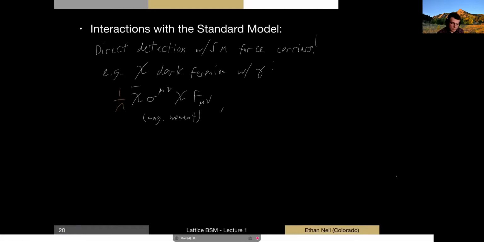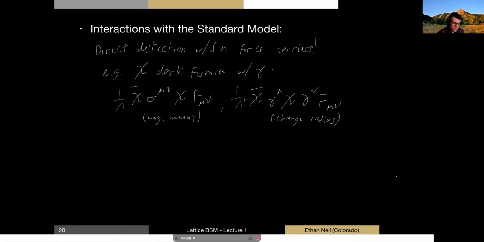I can keep going to higher dimension. The one I already wrote down for the neutron, of course, I can write down again here. I put a gamma mu in between my chi bar chi, and then a derivative, and then F mu nu at the end, 1 over lambda squared. This one's called the charge radius.